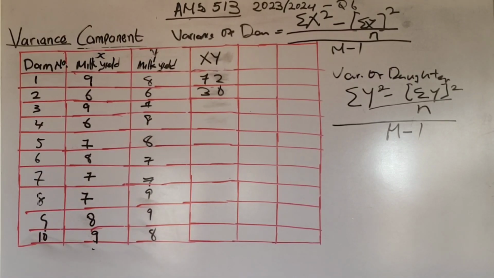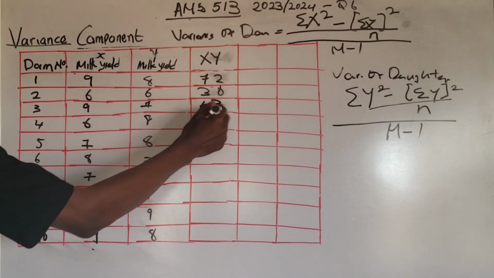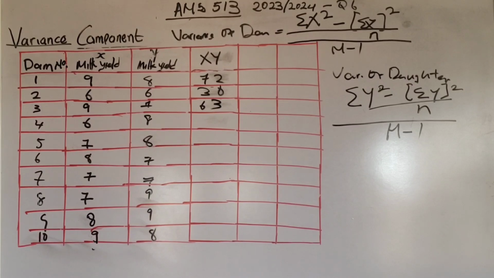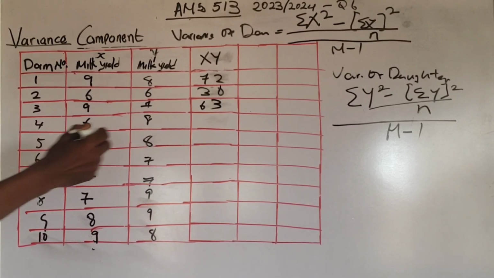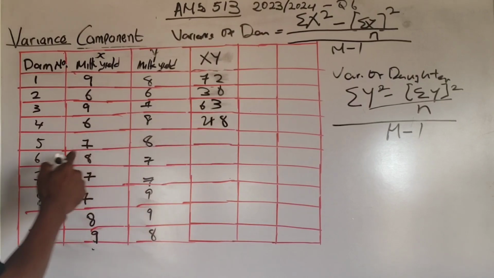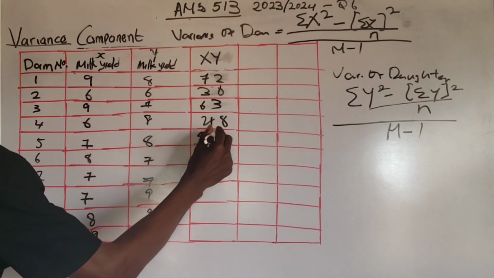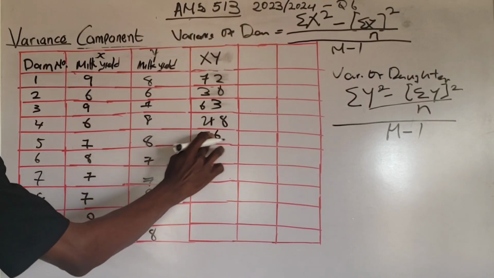Then 9 times 7 is 63. Please ensure you are punching your calculator. Yes, sir. It's very important. So 6 times 8 is 48. 7 times 6 is 42.